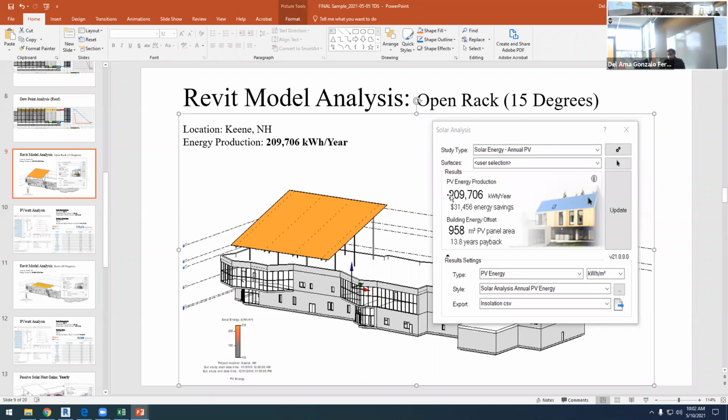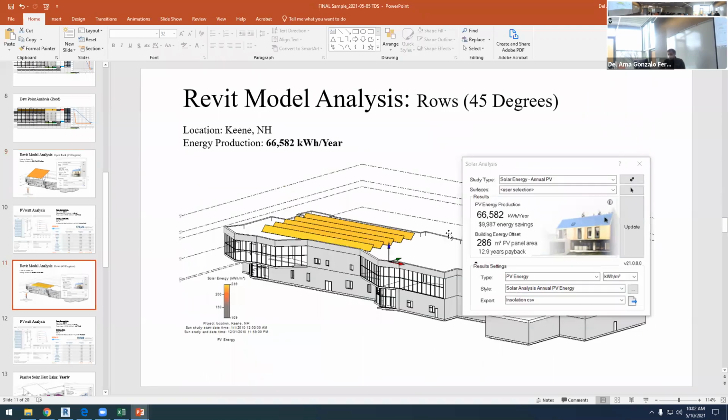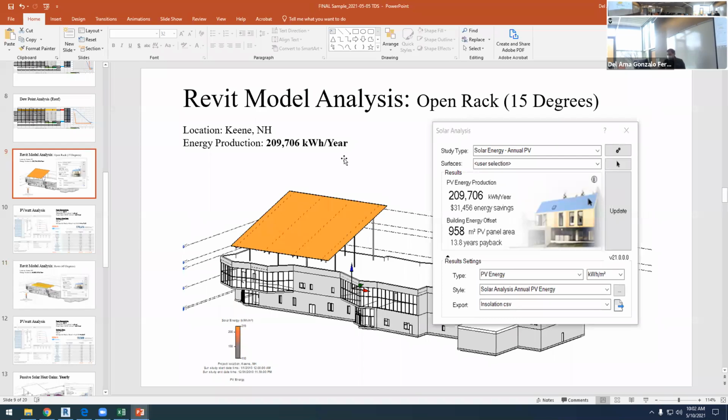When we are comparing two kinds of PV arrays, we don't need to look at the final number. Okay, so the final number here is 209,000 kilowatt hours per year, but this is the total square meter or area of this PV array. Here we have less energy production, but less PV panel area. Okay, so here I think there's something missing. The energy production is this, but here you have to insert the area.